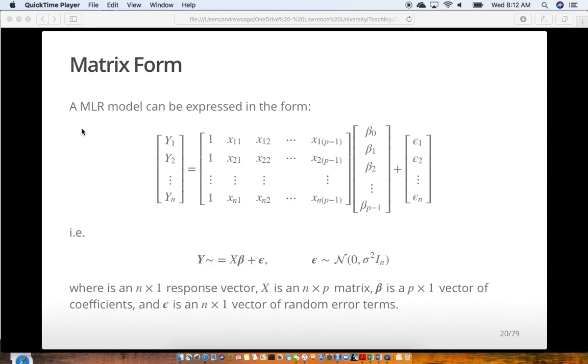linear model. To review, we could write any multiple regression model in matrix form where y is an n by 1 vector of response variables, X is an n by p matrix, where the rows represent the observations and the columns represent variables, and beta is a p-dimensional parameter vector. Epsilon is an n-dimensional random error term.